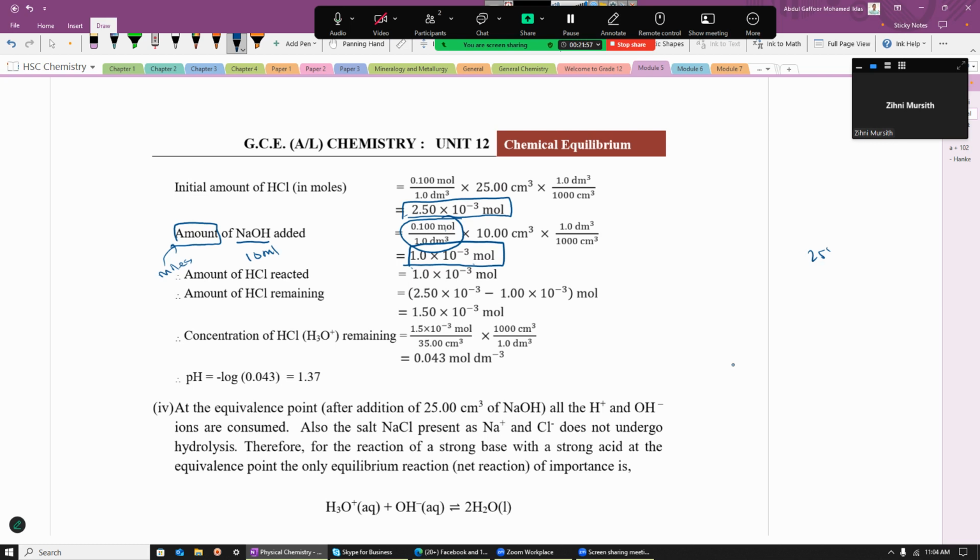So we have to find out the amount of HCl remaining, and that will contribute to the pH, right? So amount of HCl reacted. I don't know if you can see my pointer. So now you can see my cursor, right? So amount of HCl reacted, right? Can you see my cursor?